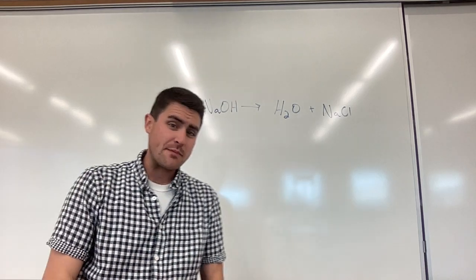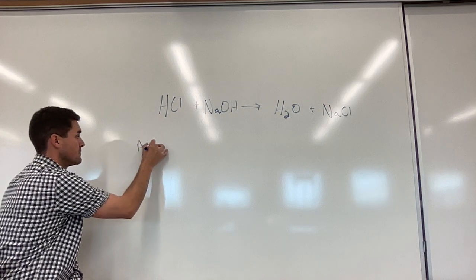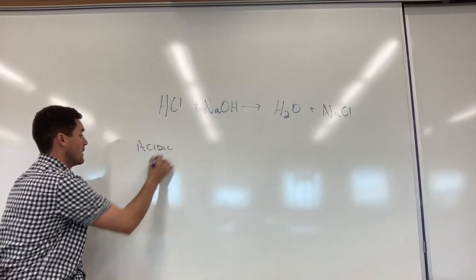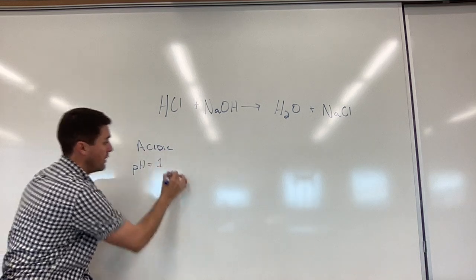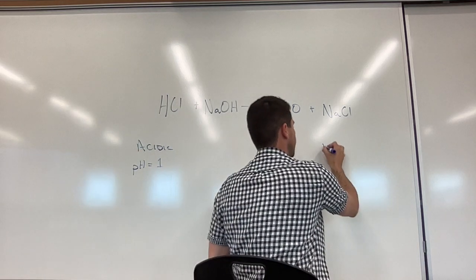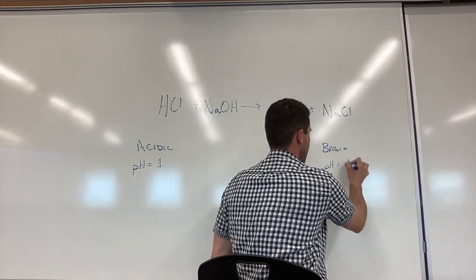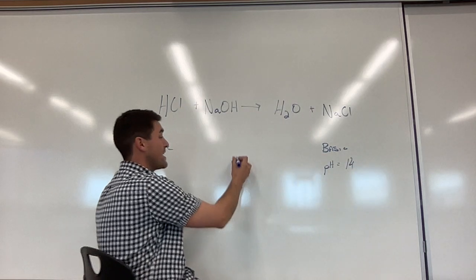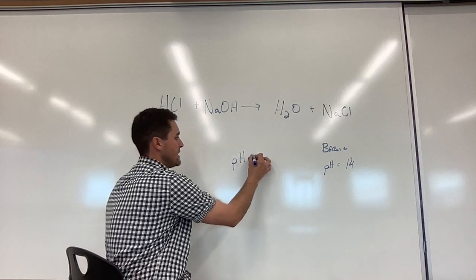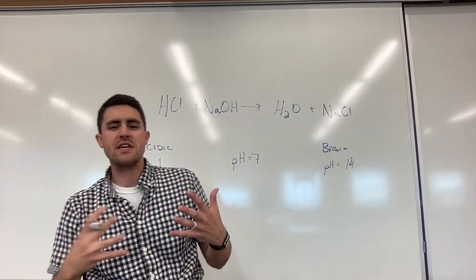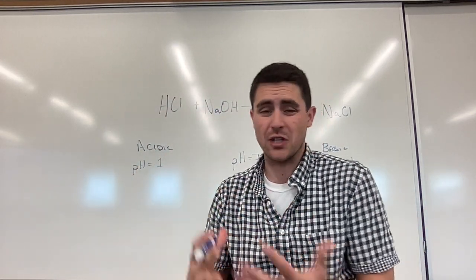So if we think about our pH scale, when something is acidic, its pH is near-ish 1. And if something is very basic, its pH is very near 14. Well, for something that is completely neutralized, that pH is equal to 7. So when is the pH equal to 7? It's under this neutralized condition.